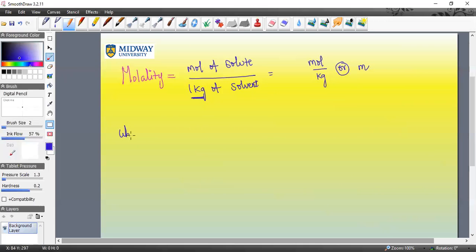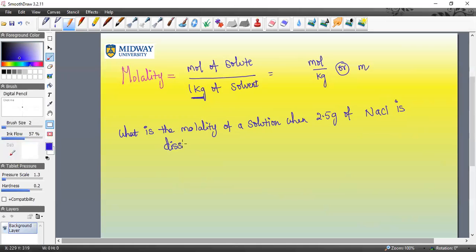So what is the molality of a solution? Still, we talk in terms of solution, but the way we do the problem mathematically is different. When 2.5 grams of sodium chloride is dissolved in, say, 500 milliliters of water.